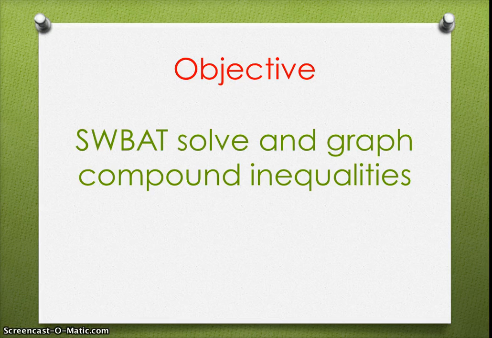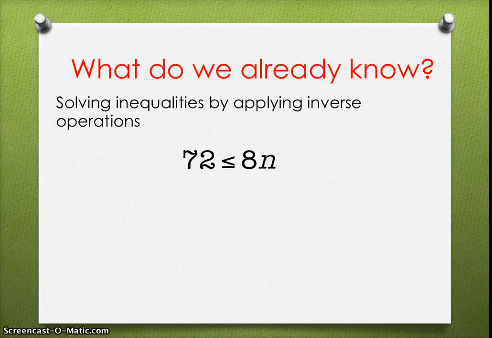Let's go ahead and review some of the things that we already know about solving inequalities. We can solve inequalities by applying the inverse operations, or in some cases we might need to group. But in this example, we have 72 is less than or equal to 8n. This is a one-step inequality. We know that we're multiplying our variable by an 8, so the inverse operation would be to divide both sides by 8. And we simply solve this to be 9 is less than or equal to n, or, similarly, n is greater than or equal to 9.